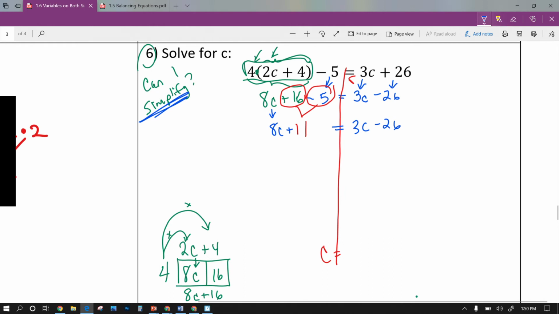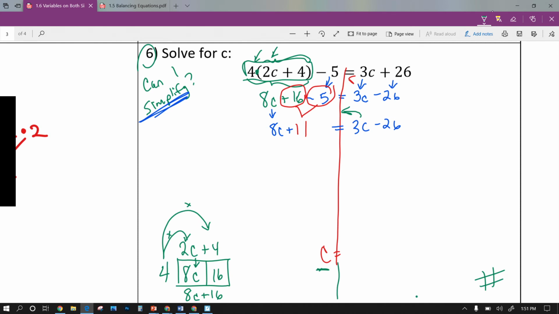So I know that it is going to be easiest for me if I keep the c on the side that has the most. So on the left side, I've got 8 c's. On the right, I've got 3. Since there are more on the left, I'm going to keep my c on the left side, which means the 3 c's that are on the right side need to get moved over. Remember, in order to isolate the variable, I have c's on one side, all of the numbers on the other. So I need to get rid of 3c.